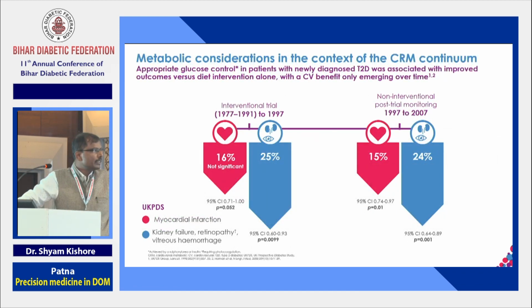Now the metabolic consideration in the context of cardiometabolic risk factors, this is from the UKPDS study. It was seen that those patients who were put into the tight glycemic control arm had a 25% reduction in microvascular complications, particularly diabetic retinopathy, and only a 16% non-significant reduction in myocardial infarction. The 10-year follow-up of these patients showed almost a 24% reduction in microvascular complications and only a 15% reduction in macrovascular complications. And the macrovascular complications, particularly myocardial infarctions, were fewer in those patients who had been receiving the metformin group.